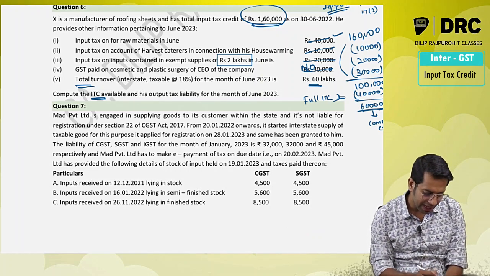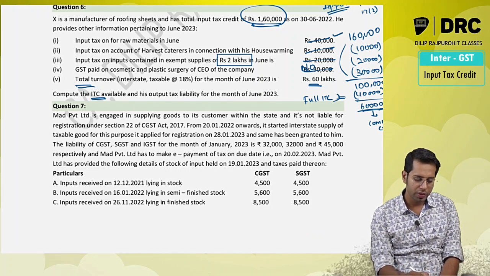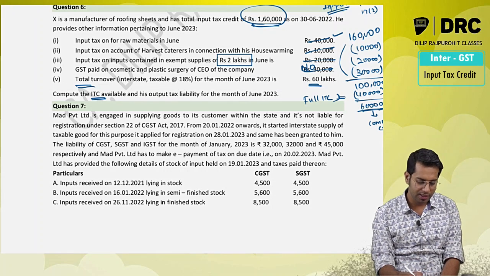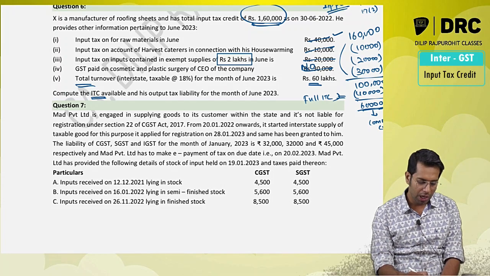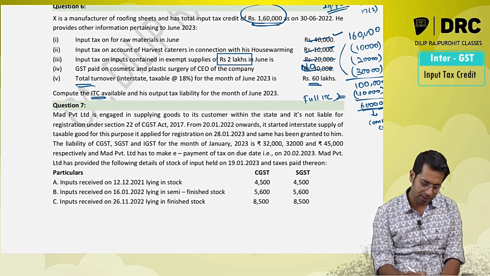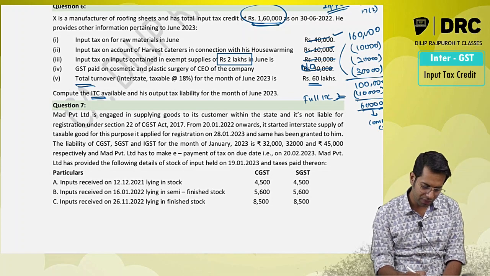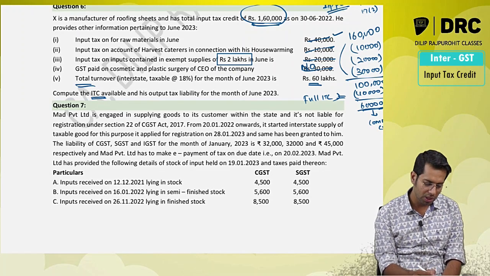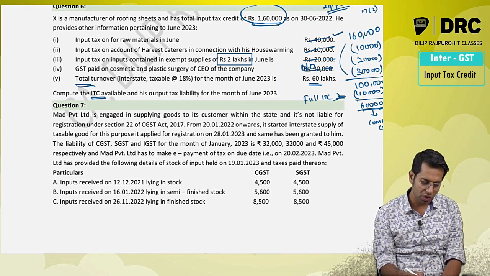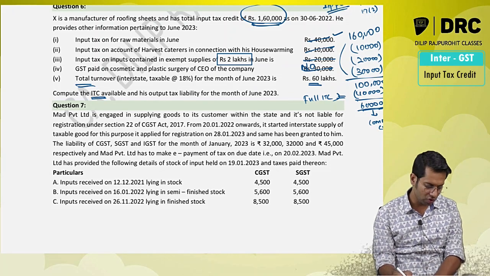MAD Private Limited is engaged in supply of goods to its customers within the state, and it is not liable for registration under section 22. From 20th January 22 onwards, it started interstate supply of taxable goods. For this purpose, it applied for registration on 28th of January, and the registration was granted.